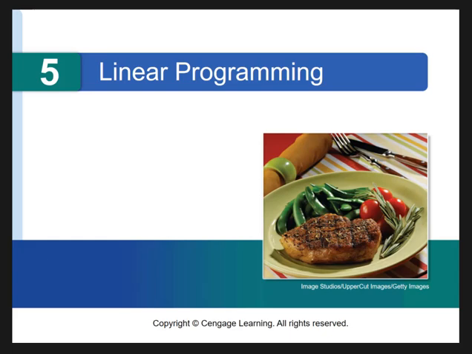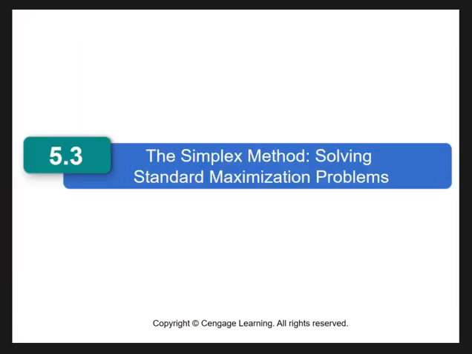Okay, now that we've seen how to apply linear programming to solving applications in two variables, let's look at how we would do it with a larger number of variables, more than two, on up to as many as we need. The method we use for this is called the Simplex method, and it only works for maximization problems, not for minimizing, at least the way we're going to show it here.